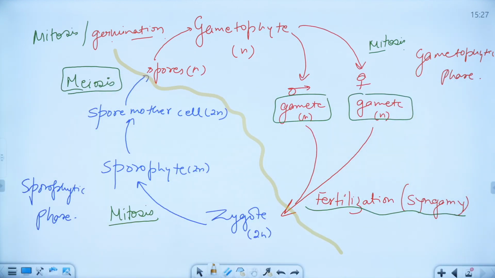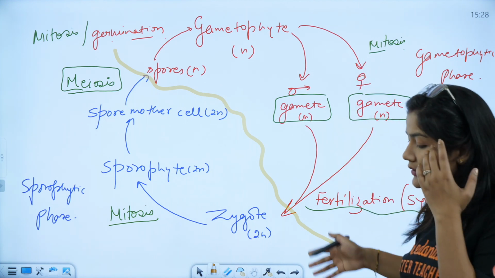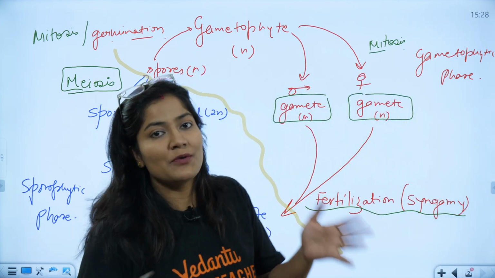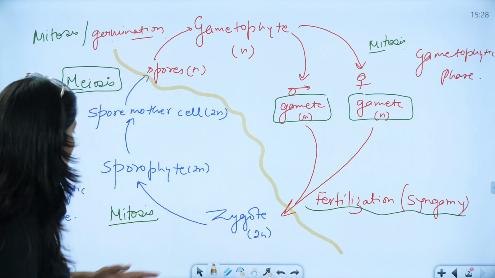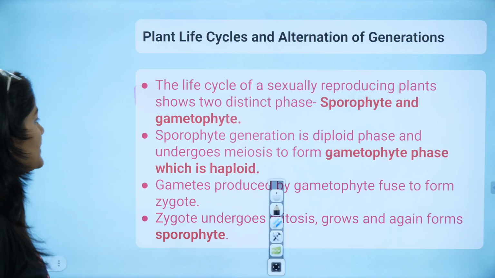Take your time, understand this, and in case you have any doubt, you can drop it in the comment section. I will revert back to you guys, right? So this is the life cycle, and these are the two different phases in which there will be alternation of generation. So now let's come back to the slides where we were.